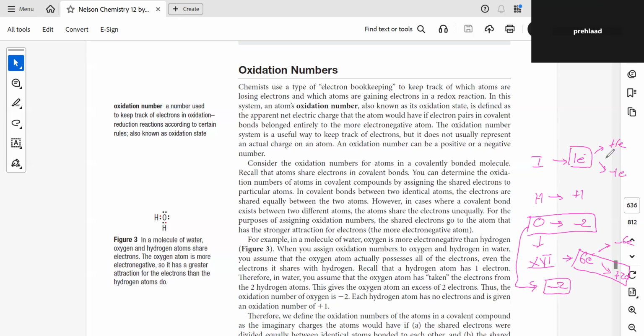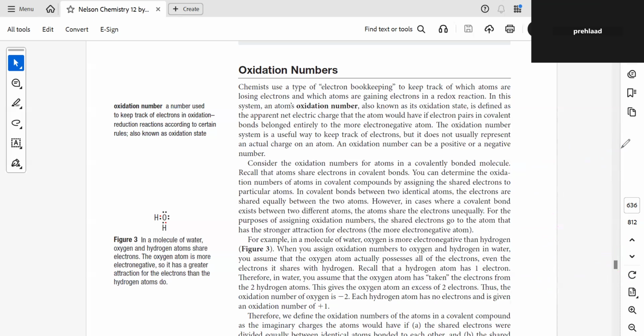Whereas hydrogen can be +1 or -1. But if hydrogen is combining with oxygen, which is a non-metal, it will definitely be +1. But if hydrogen is combining with a metal, it will be -1. So even for elements with +4 or -4, they only have 4 valence electrons. It depends on which atom they're combining with, whether a metal or a non-metal.